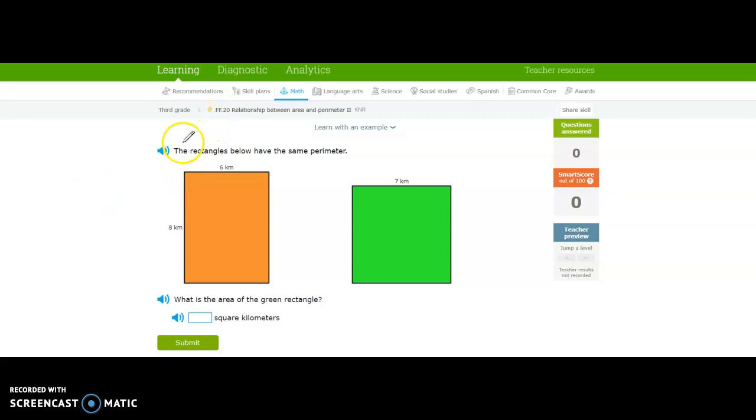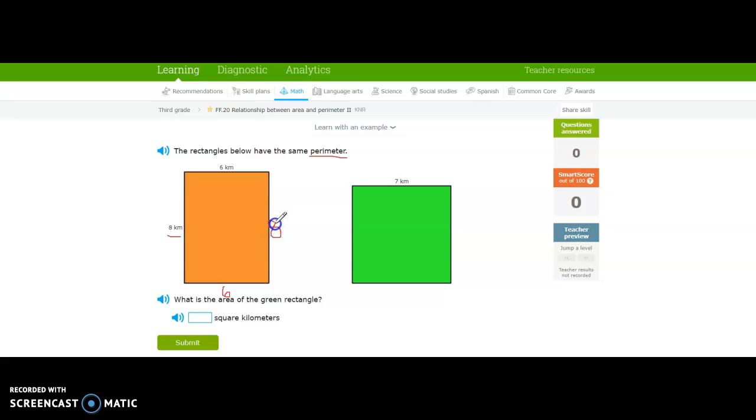So the question's going to ask you, the rectangles below have the same perimeter. Perimeter is not the area. The perimeter is the length around the shape. So for this rectangle, 6 kilometers, and then this side is 8 kilometers. If I know that this top part up here is 6 kilometers, then I also know that the bottom is 6 kilometers. And if I know that this side is 8 kilometers, then I also know that this side is 8 kilometers.